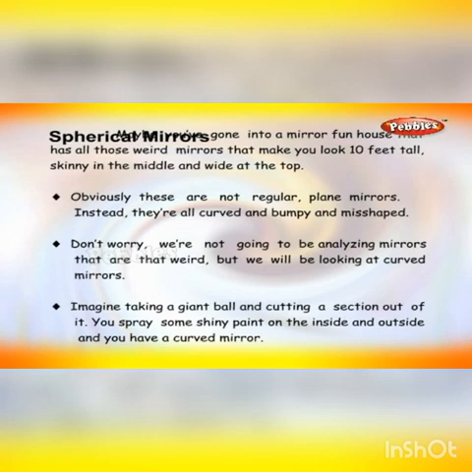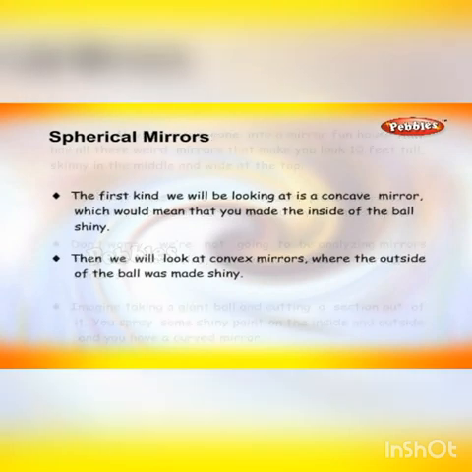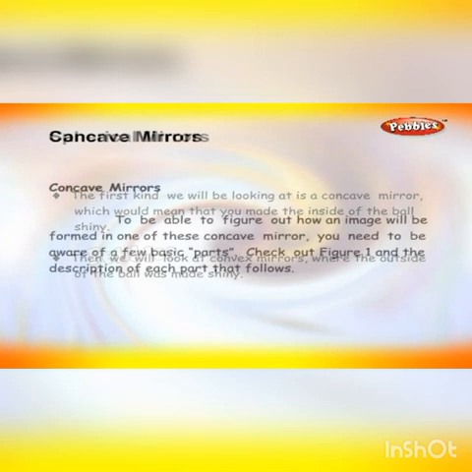curved mirrors. Imagine taking a giant ball and cutting a section out of it. You spray some shiny paint on the inside and outside, and you have a curved mirror. The first kind we will be looking at is a concave mirror, which would mean that you made the inside of the ball shiny. Then we will look at convex mirrors, where the outside of the ball was made shiny.